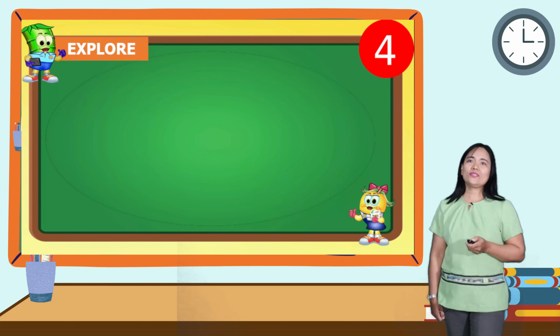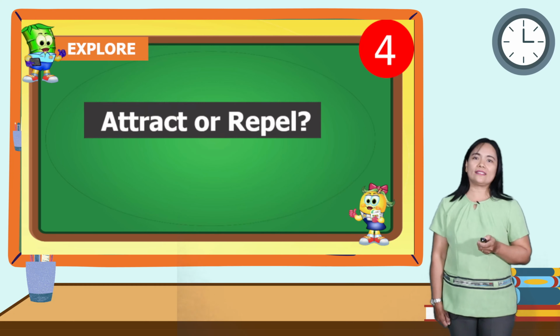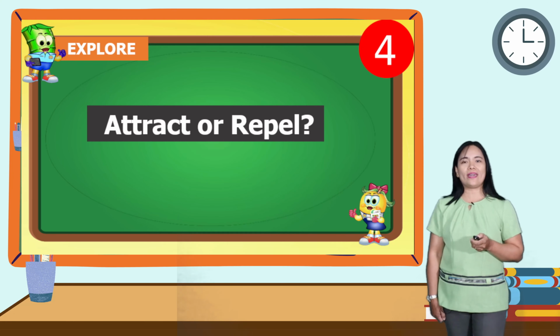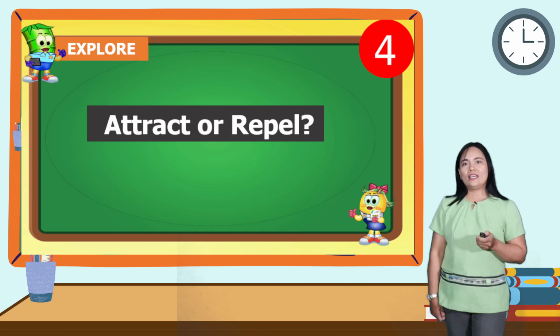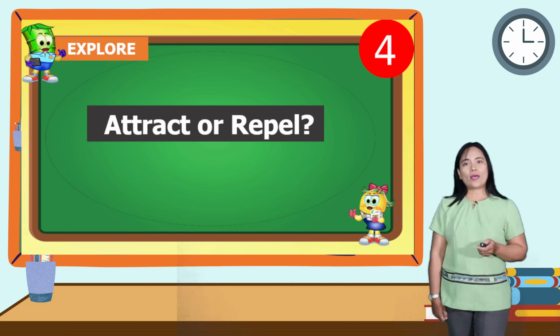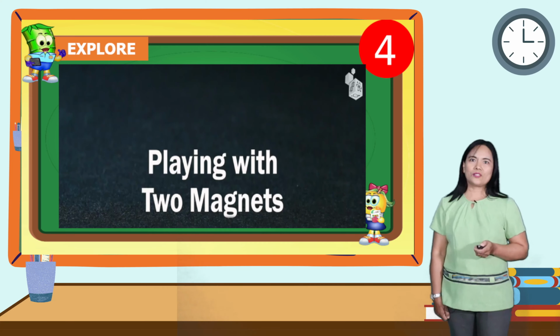Okay. Now, let's have another activity. We call this attract or repel. You are going to watch 2 videos. Then, after each video, you're going to answer the question with attract or repel. Let's watch the video.